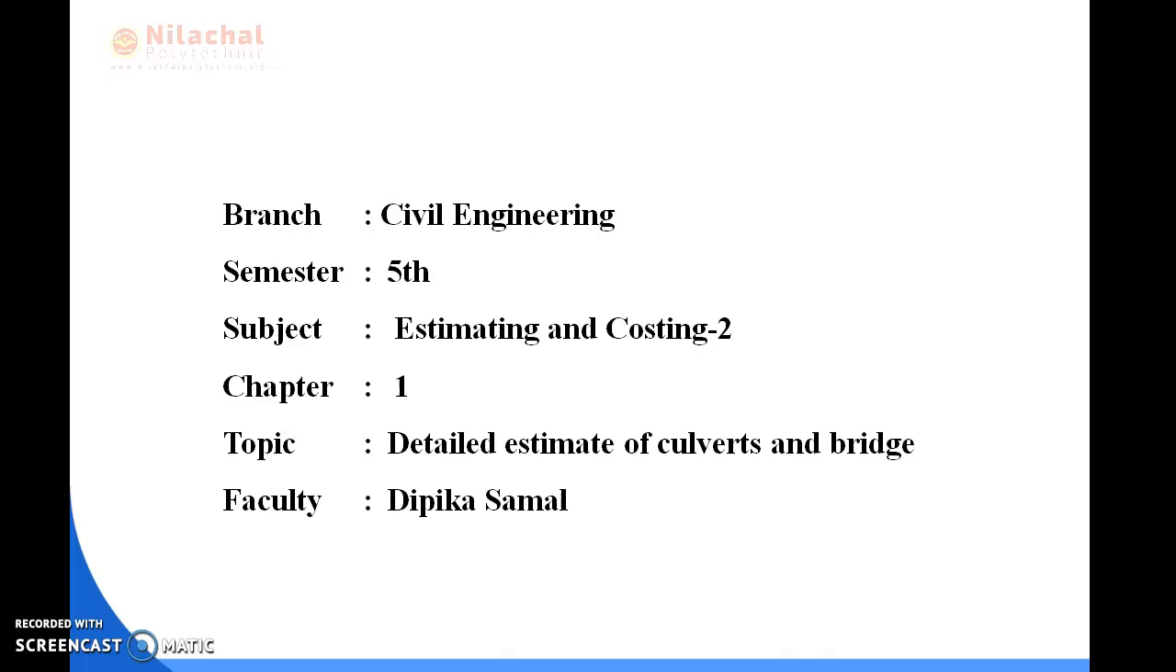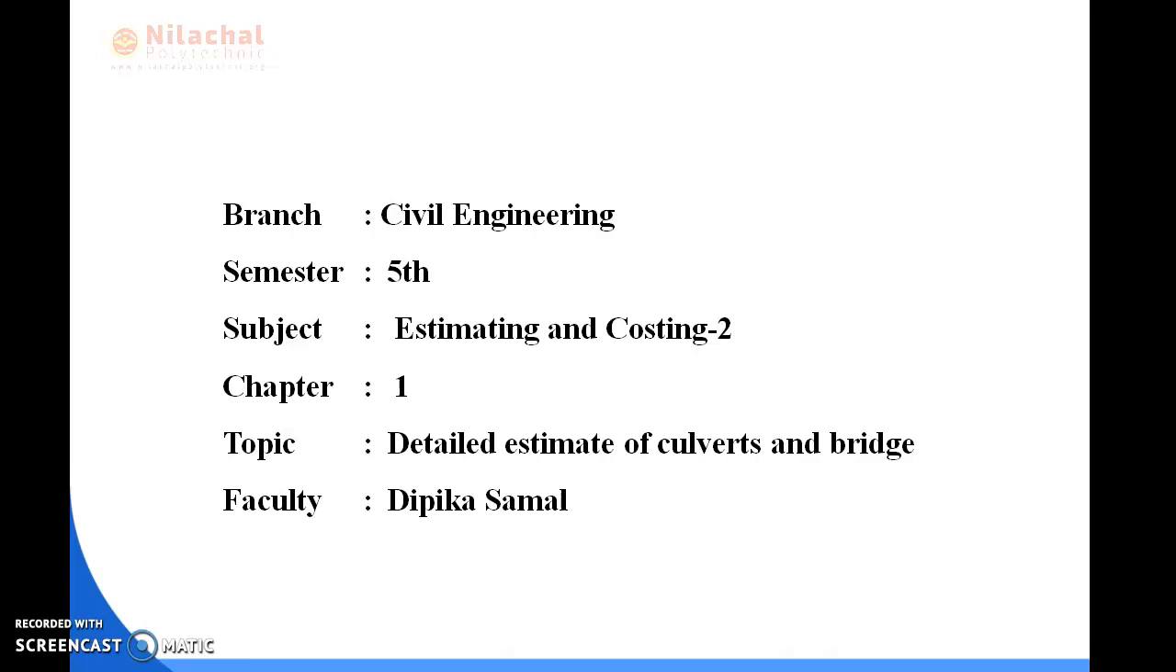In third semester we already discussed estimating and costing. What is estimating, what is costing, we already know. In estimating 1, we calculate the building construction procedure, building material, how much labor and material is required, and the cost of the project.